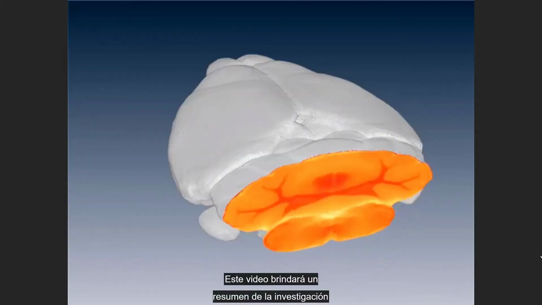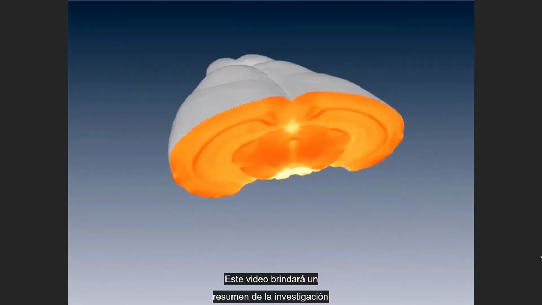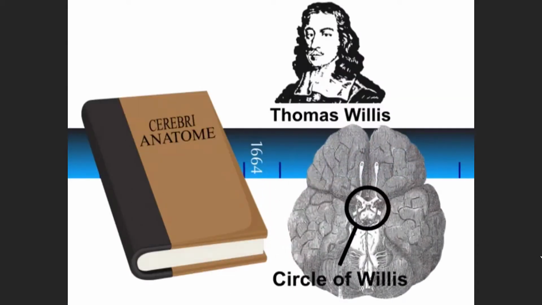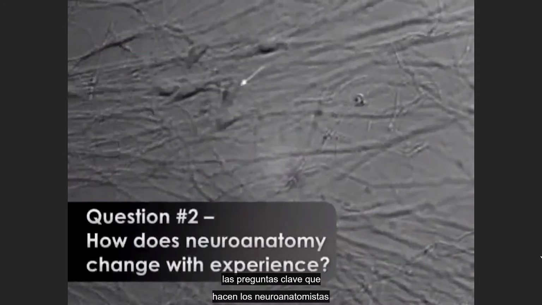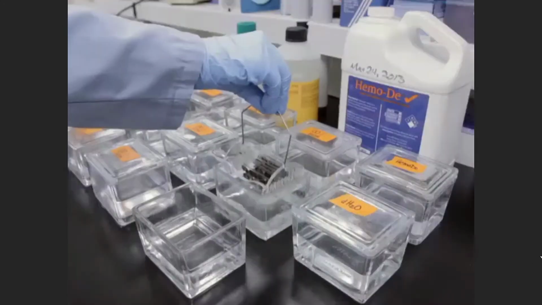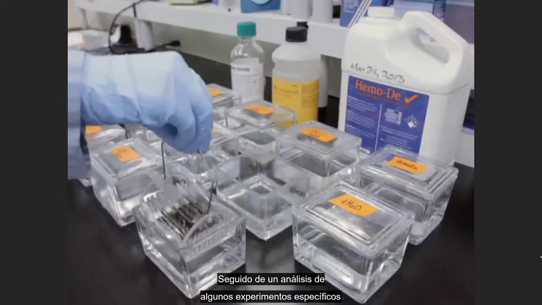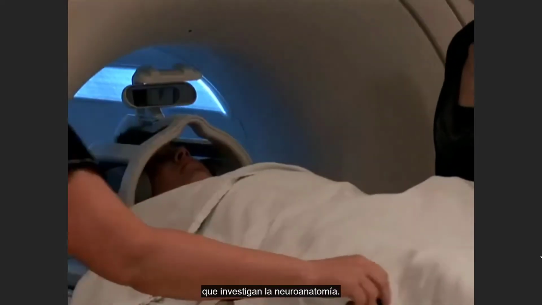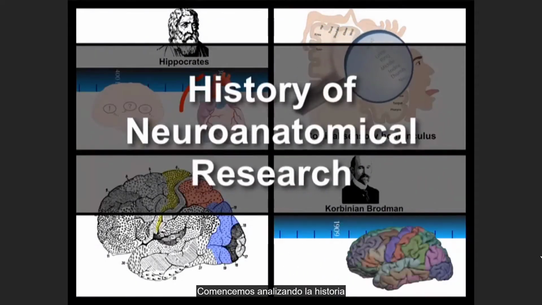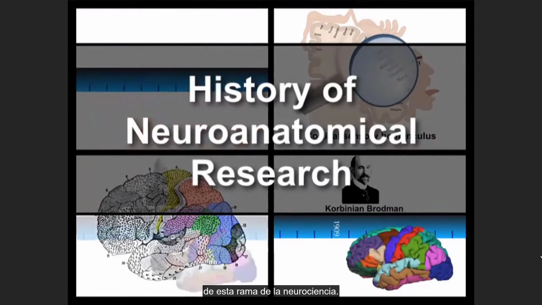This video will provide an overview of neuroanatomical research by introducing the history of the field, key questions asked by neuroanatomists, and the tools available to answer those questions, followed by a review of some specific experiments investigating neuroanatomy. Let's begin by reviewing the history of this branch of neuroscience.